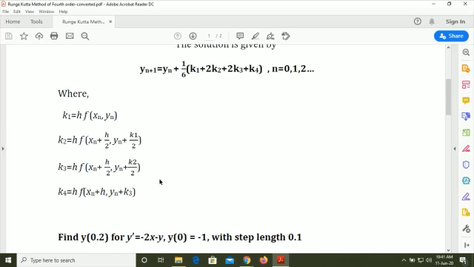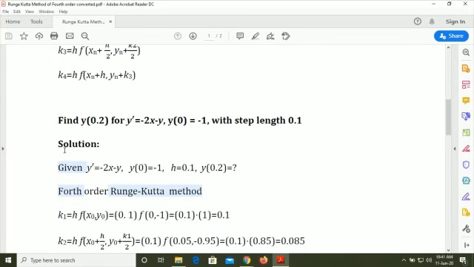Now we move to problems. Find y at the point 2 for the differential equation y' = -2x - y, y at 0 is -1, with the step length 0.1. So step length means h. h is given to be 0.1, and the initial x value x0 is 0. Corresponding y0 is -1.